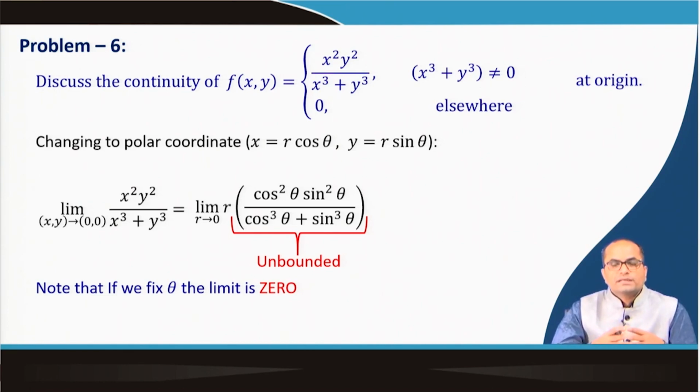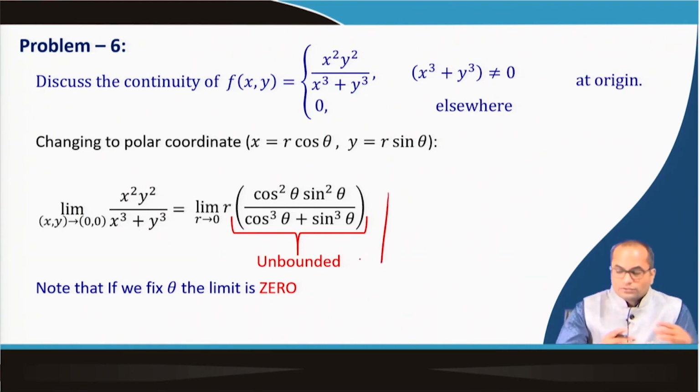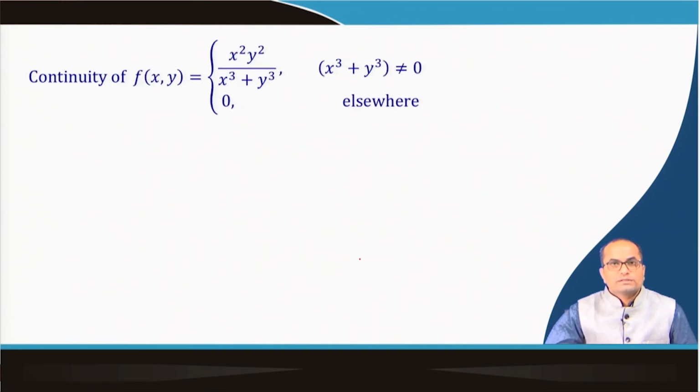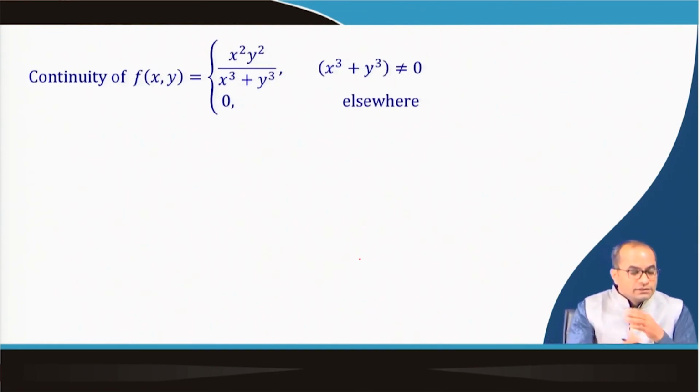However, if we fix theta, then the limit is 0, but we are not supposed to fix theta and get the limit. So, changing to polar coordinates is not helpful in this case, and we cannot conclude that the limit is 0. So, we have to find some paths and see whether the limit exists or does not exist.